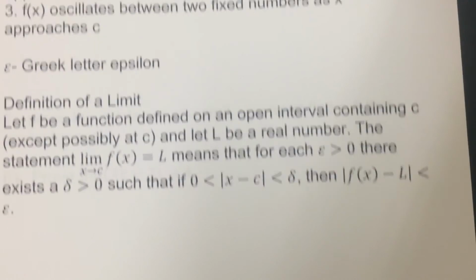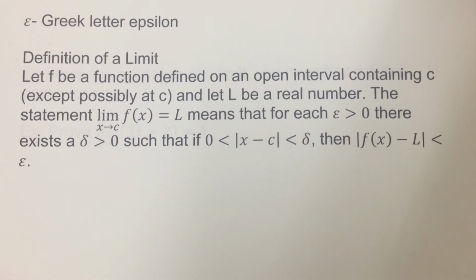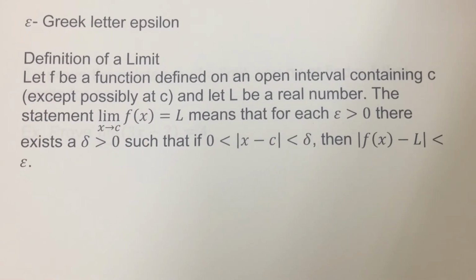The next part about this is we're going to deal with this E-looking thing, kind of a backwards 3. It's called the Greek letter epsilon. Now, we're going to use epsilon and delta in order to make the official definition of a limit. So I'll read through that here, and then I'll kind of sum this up.